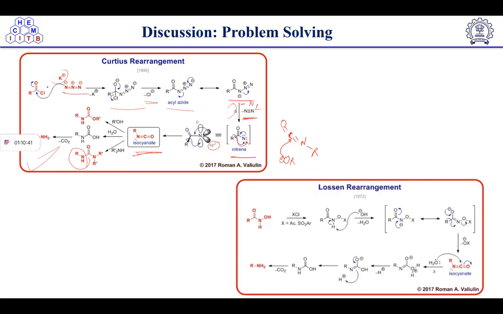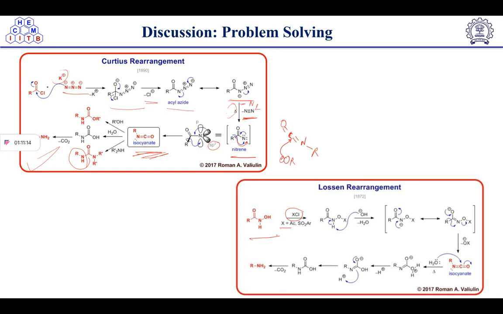So the next one is the Lossen rearrangement. Because this rearrangement proceeds via the same intermediate, that's why I have discussed it here, the isocyanate intermediate. Okay, this one. That's why we have added it here. So in this Lossen rearrangement, we have an XCl group where X can be an acetyl group, SO2R or anything. So basically we have here a fluoro group, right?